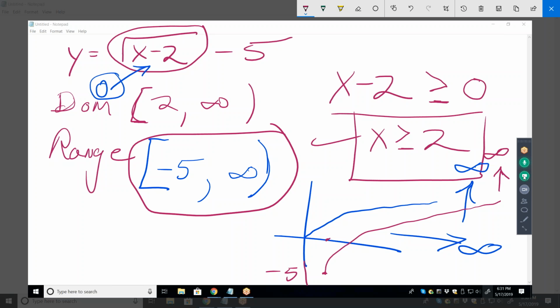Domain is all about x. Range is all about y. Range much harder to figure out than domain. Domain is pretty simple. There's very few functions that I can't tell you the domain in 10 seconds. Range, different story.